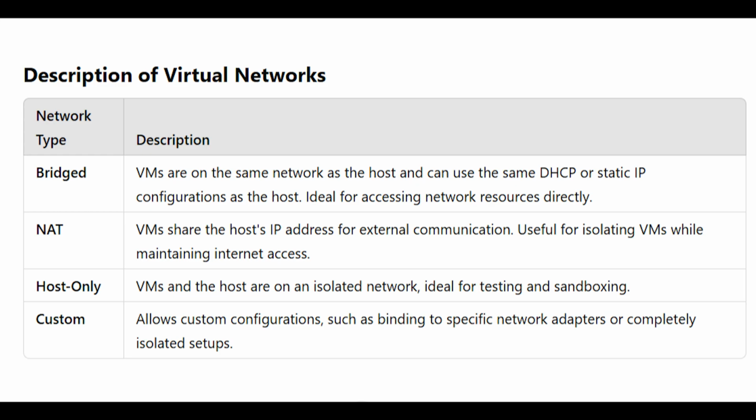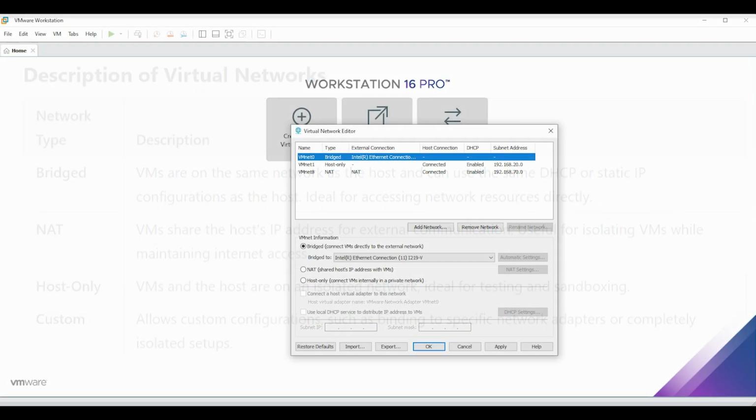Bridged: VMs are on the same network as the host and can use the same DHCP or static IP configurations as the host. Ideal for accessing network resources directly. NAT: VMs share the host's IP address for external communication. Useful for isolating VMs while maintaining Internet access. Host-only: VMs and the host are on an isolated network, ideal for testing and sandboxing. Custom lets you assign a virtual network to a specific physical adapter or make it completely isolated.